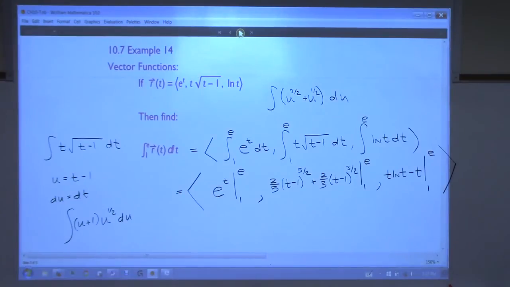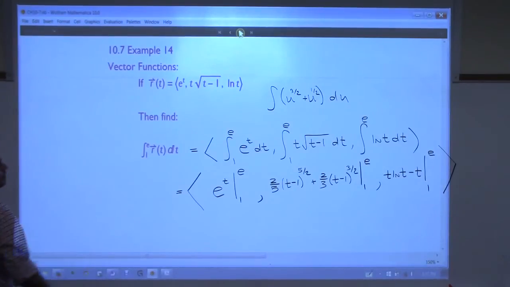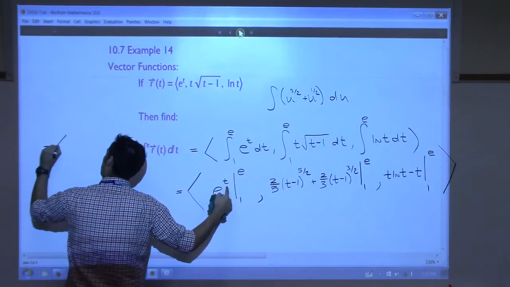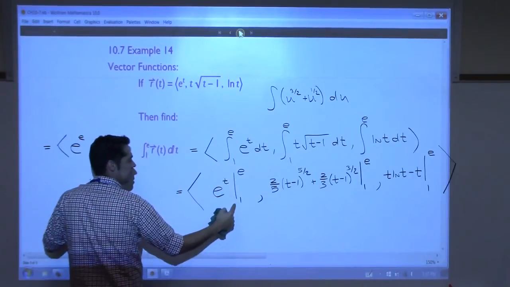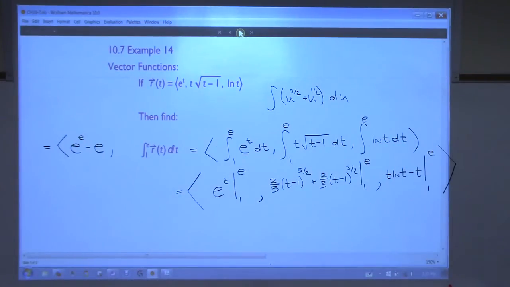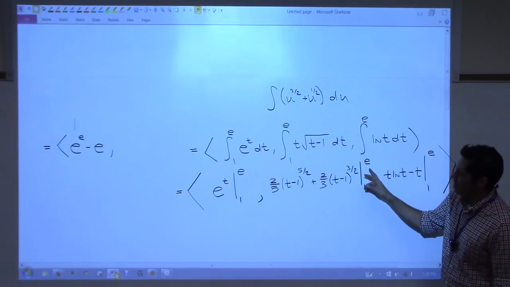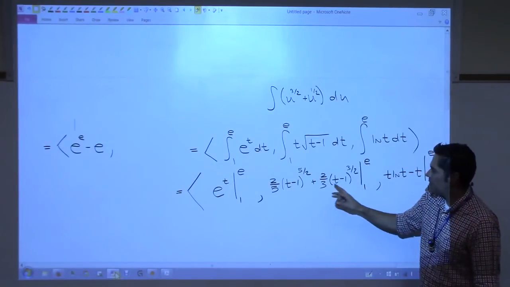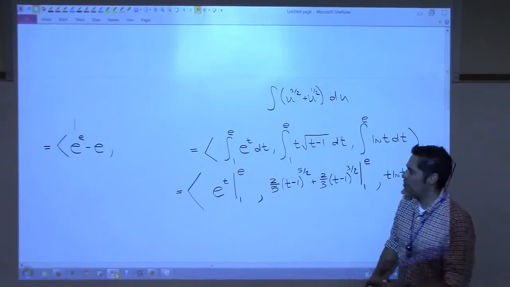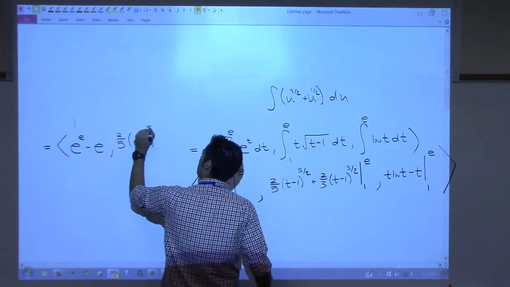All right, now plug in. So what is this? Plug in e first, right? e to the e, minus, now plug in 1. What's next? Oh, crap, that's ugly. e goes in here, e goes in here, right? And then what about when 1 goes in? It's all 0, so I'll just write it out. 2/5 (e minus 1) to the... don't get your calculator if that's what you're doing.